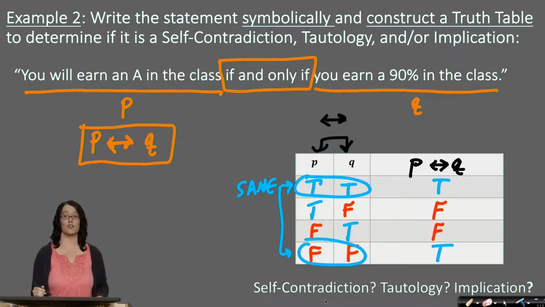So is this a self-contradiction statement? No, they're not always false. How about a tautology? No, it's not always true. And if it's not a tautology, we know it can't be an implication. But to begin with, because it wasn't the if-then, it still could never be an implication because it's not conditional.